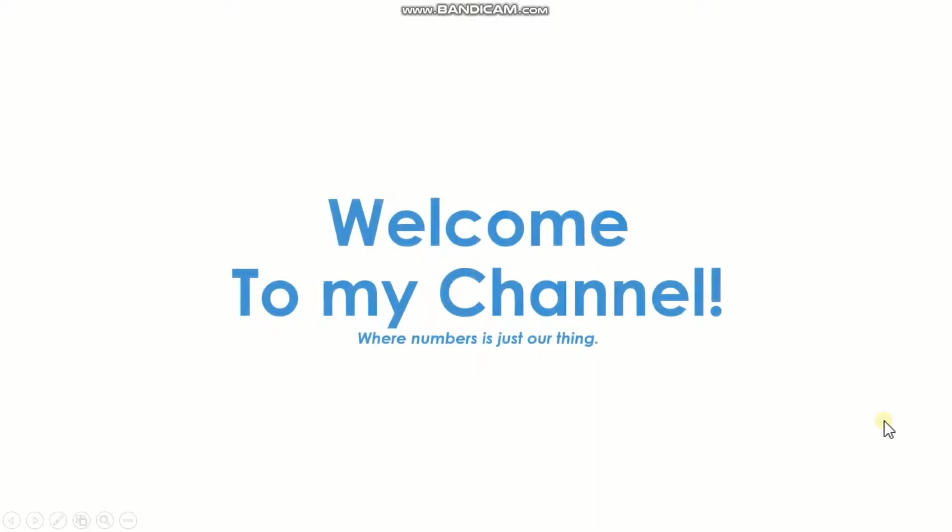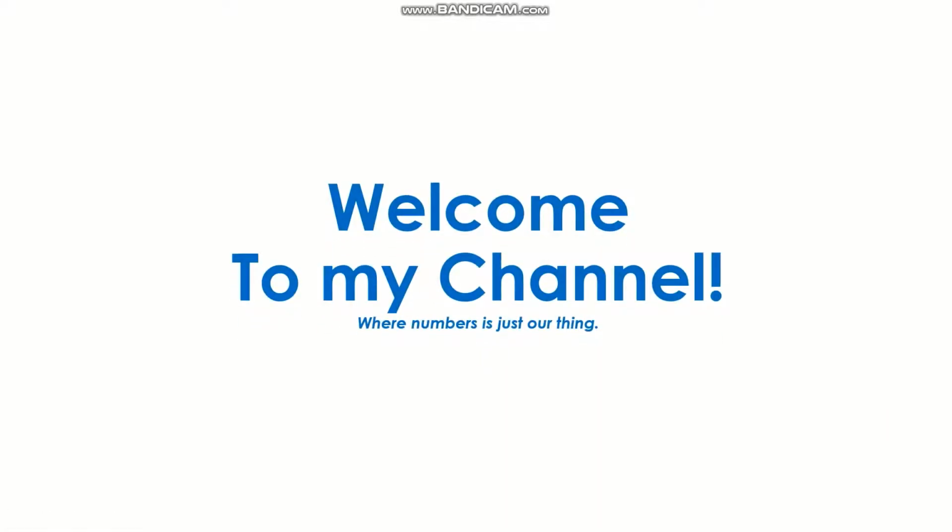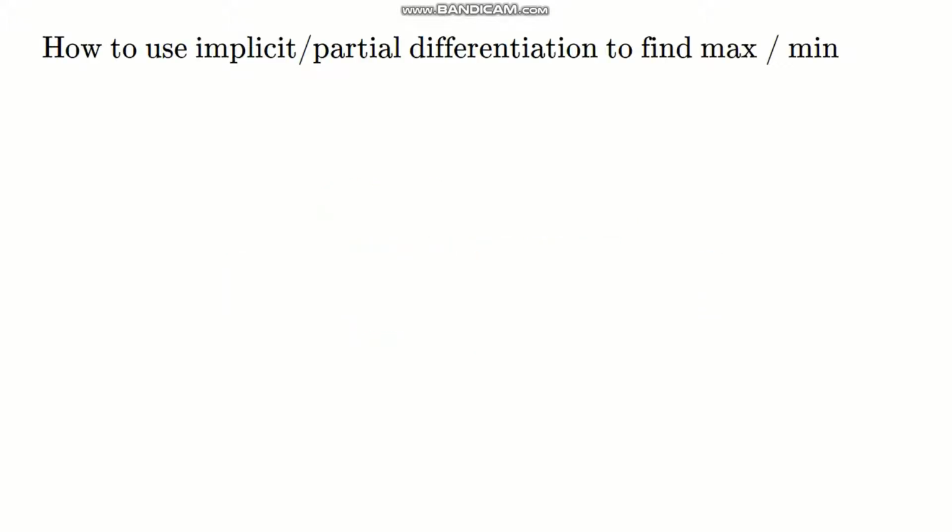Hi! Today we will learn how to use implicit or partial differentiation to find the maximum or minimum value of a multivariable function. Finding the maximum and minimum of a function is one of the interesting topics in calculus. So without further ado, let's proceed.